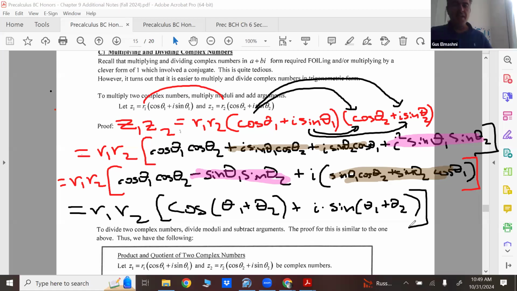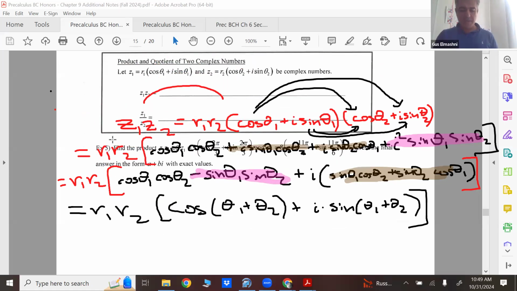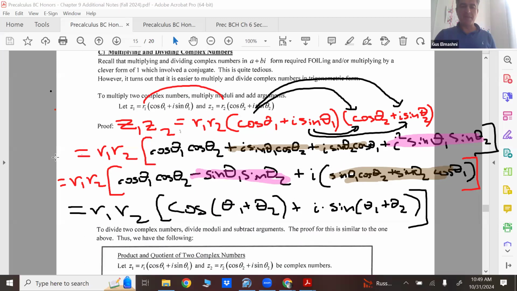That's crazy. So that's how you can multiply complex numbers. That's the simplest. Dividing follows a very similar process. I'm going to write again. Actually, I'm going to copy and paste, because I don't want to write again.